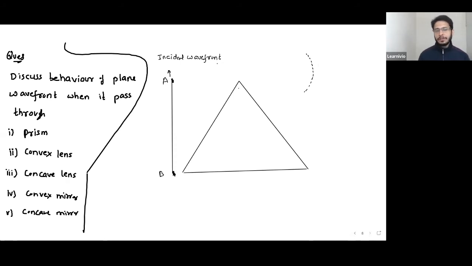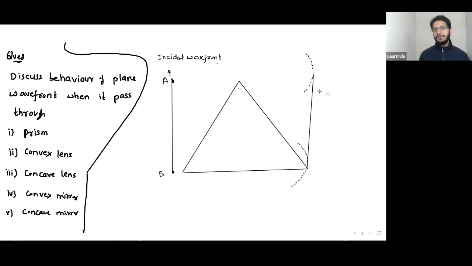Similarly, if I take point B, the waves from point B will travel for a larger period of time in glass. So their radius is comparatively smaller. So here the radius is large, here the radius is small. So these are two wavelets. For the secondary wavefront, we can draw tangents over them. This is your wavefront when it passes through the prism.